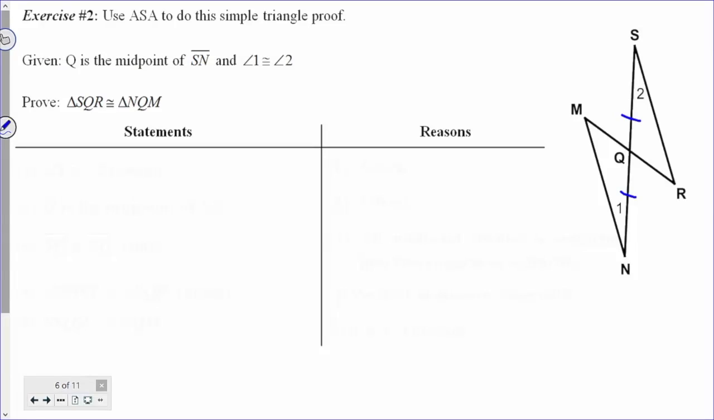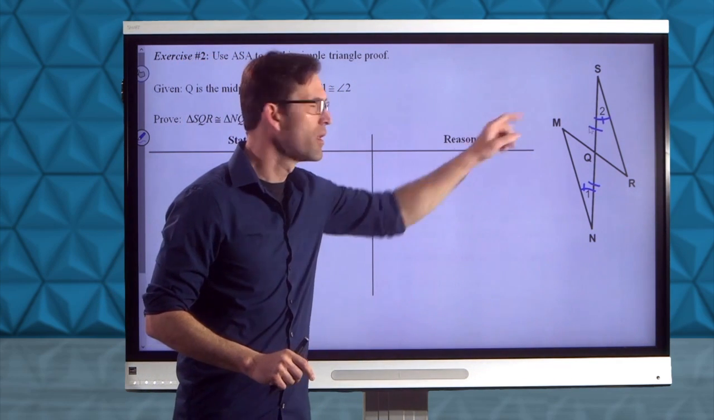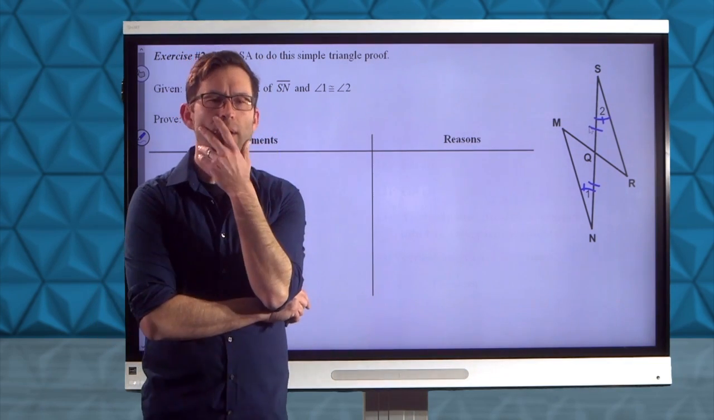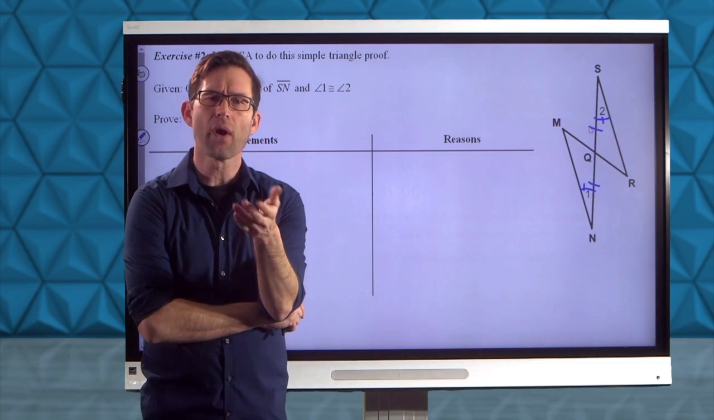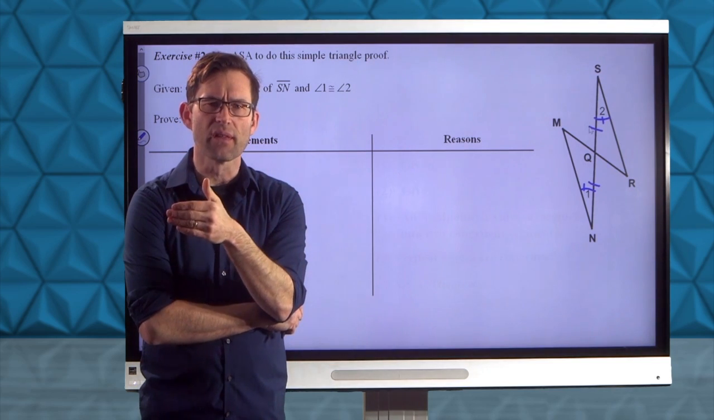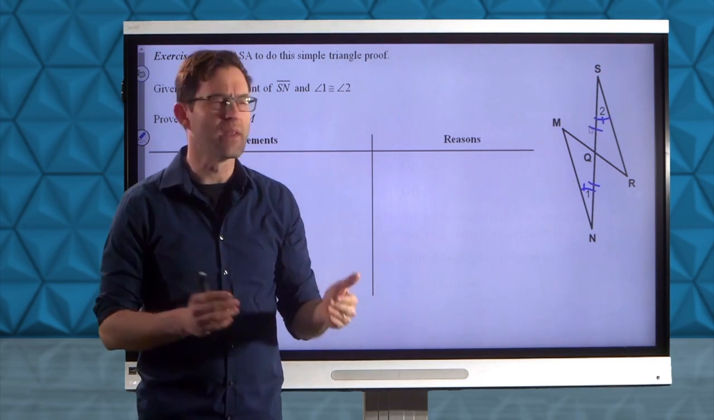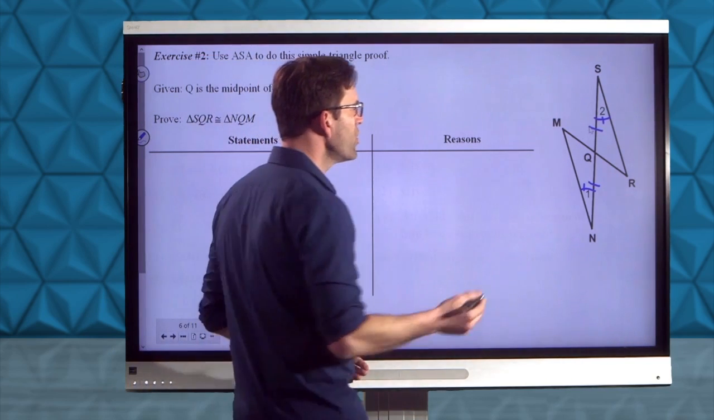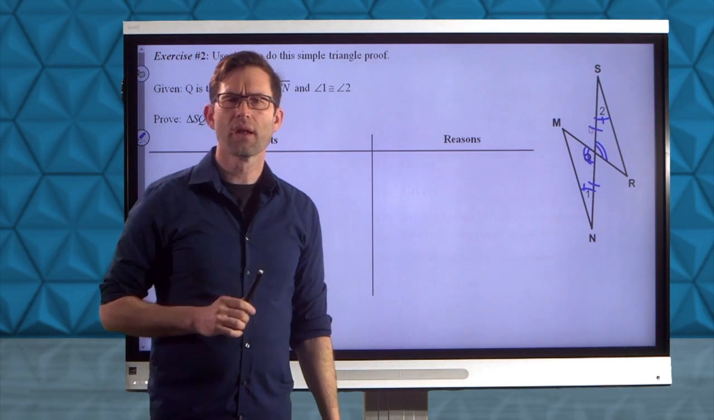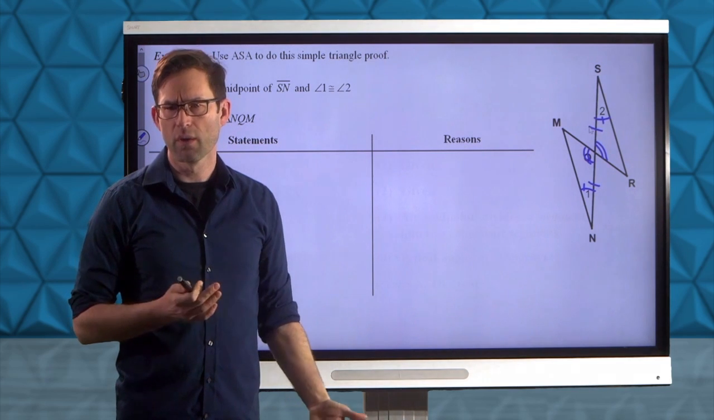So what else do I know? Well, they told me that angle 1 is congruent to angle 2. Those two angles are congruent. So I've got an angle and I've got a side equal to an angle and a side. The question is, where does that other angle come from? I need angle, side, angle, and specifically, the side has to come between the two angles. So that would be these two here. Is there some reason I would know that those two are congruent to each other or equal?